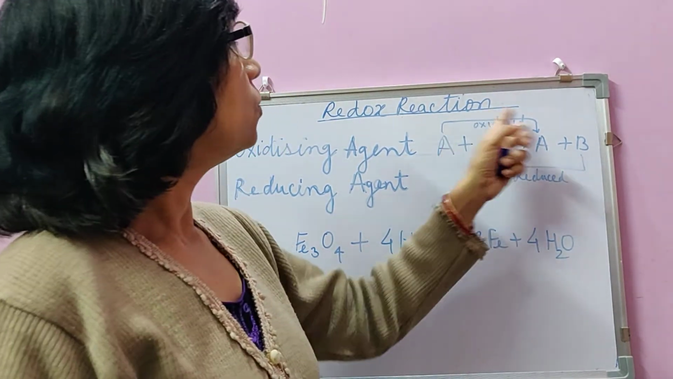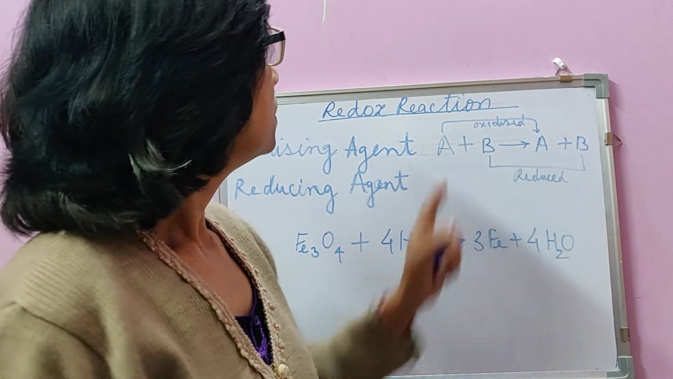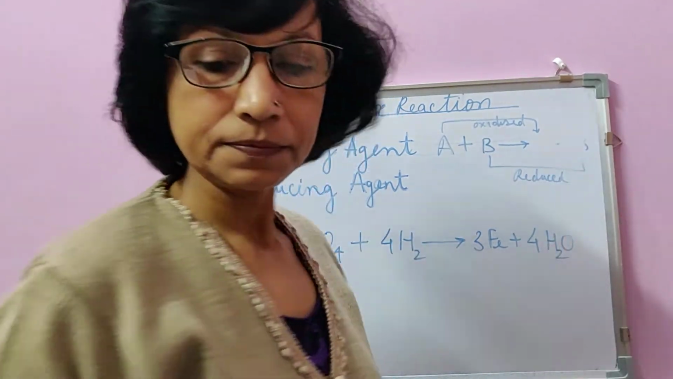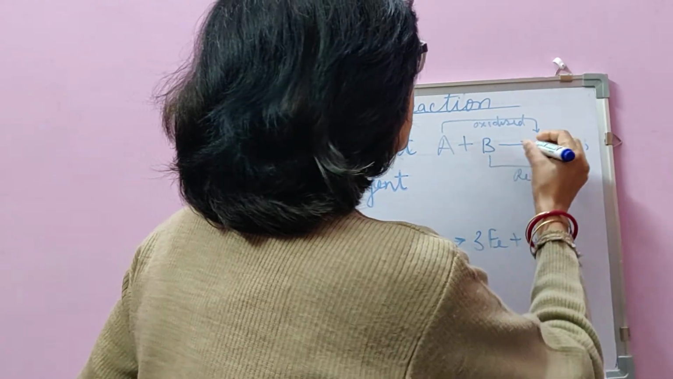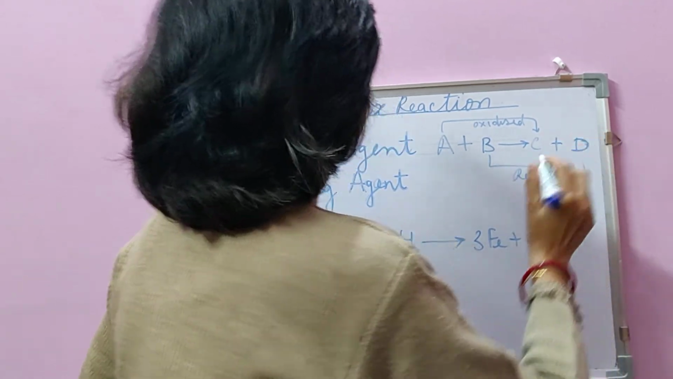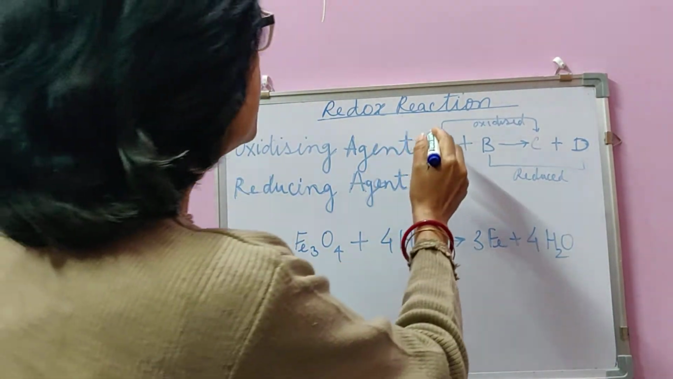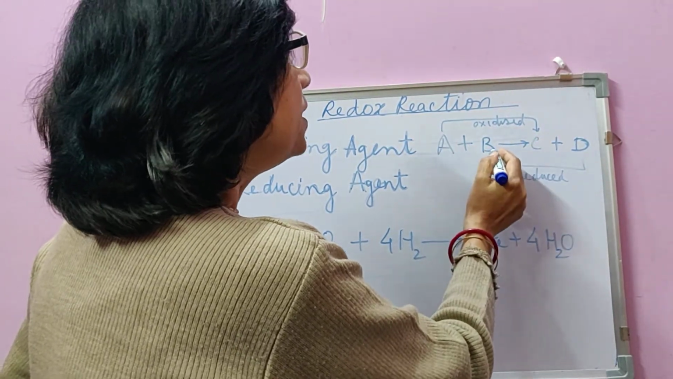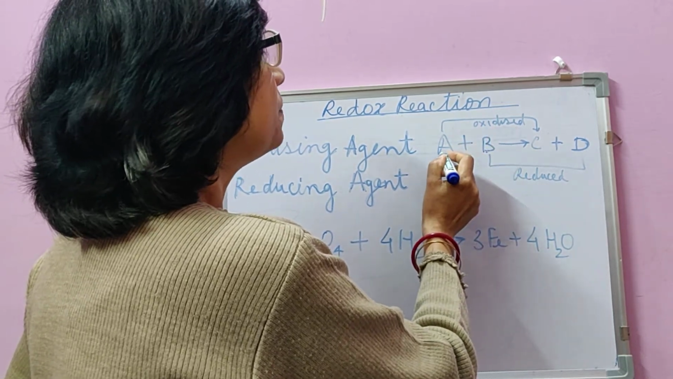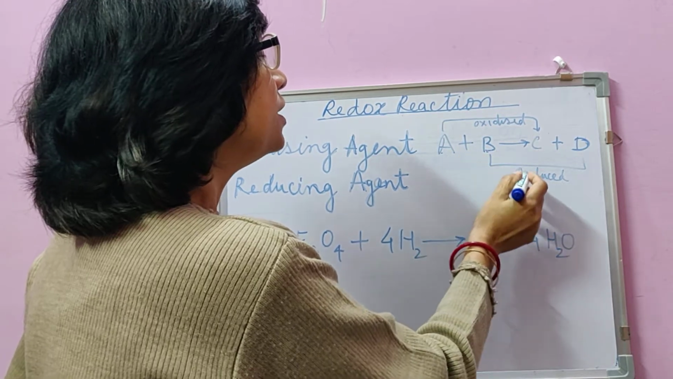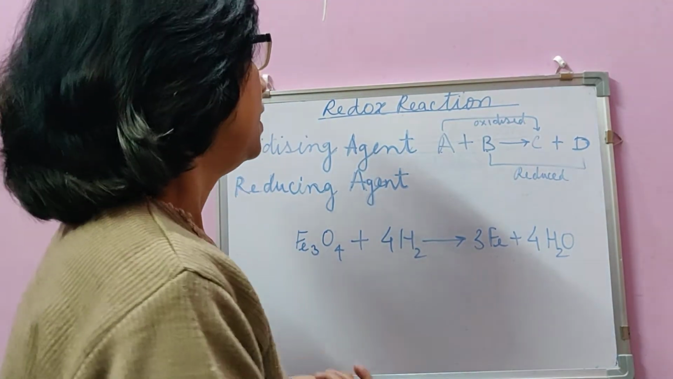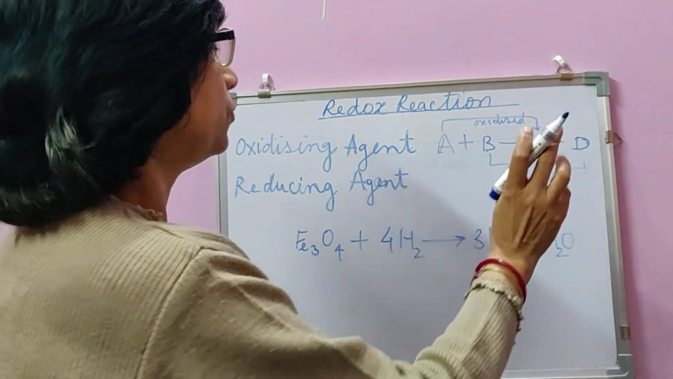So if A is oxidized to C and B is reduced to D, then B is acting as oxidizing agent by helping A to do so, and A is acting as reducing agent by helping B to do so. Find it complicated? Okay. Let's take one more example to elaborate on this.